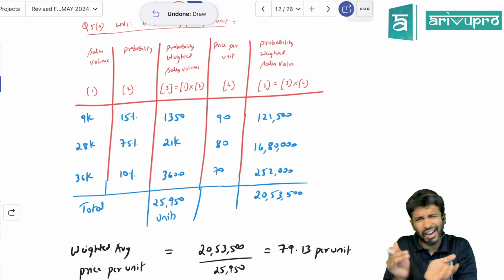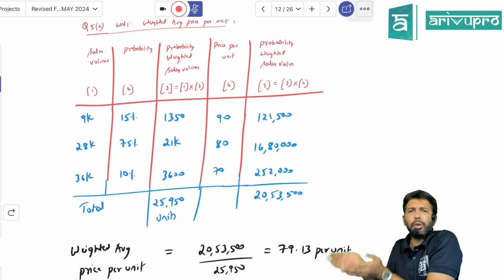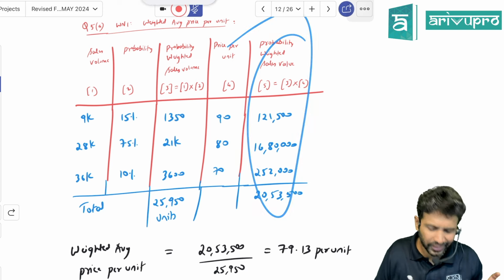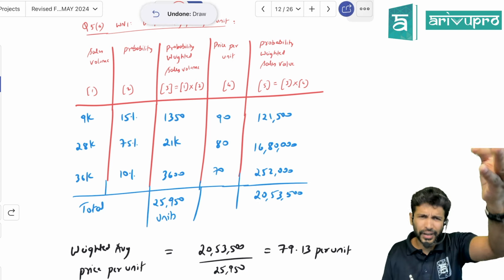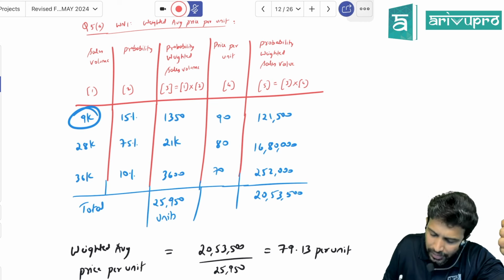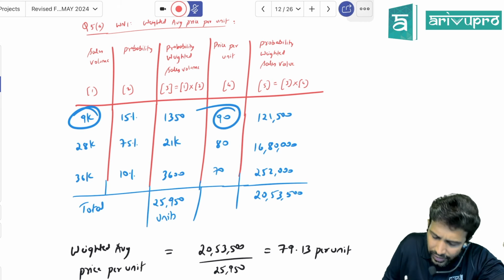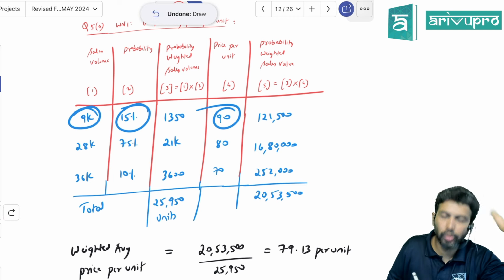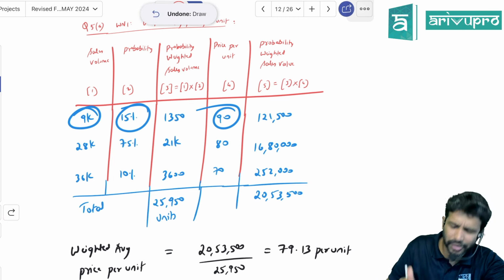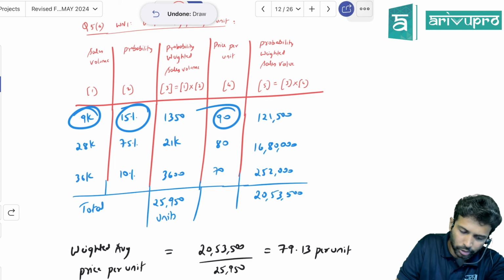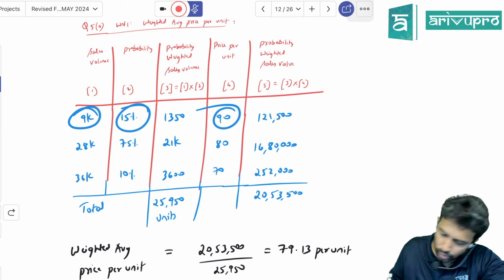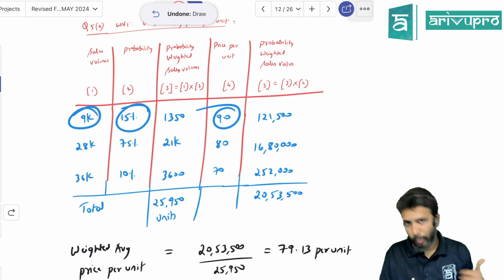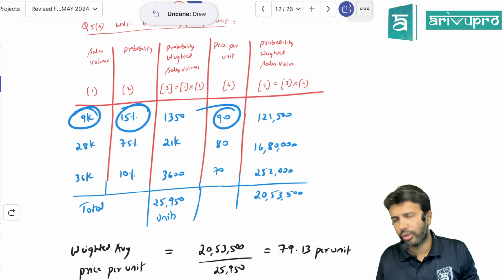I've shown this in one table, but you can prepare a separate table for probability weighted sale value. How do you do that? First, find out sale value: take the units and multiply by the selling price, and then multiply by the probability factor. So 9,000 into 90 into 15%, you will get the same answer. Like that, you can calculate the probability weighted sale value as a separate table.